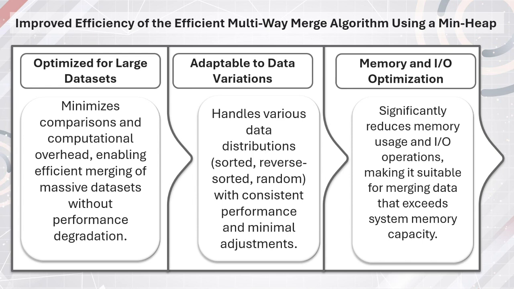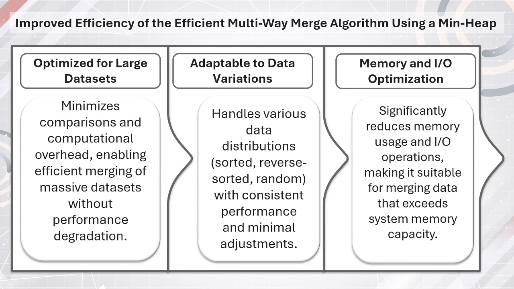Traditional pairwise merging scales poorly with large k values. By leveraging a min heap, we ensure logarithmic complexity in selecting the next smallest item, even when merging thousands of sorted streams. This results in consistent performance without degradation, even when the data exceeds available RAM.